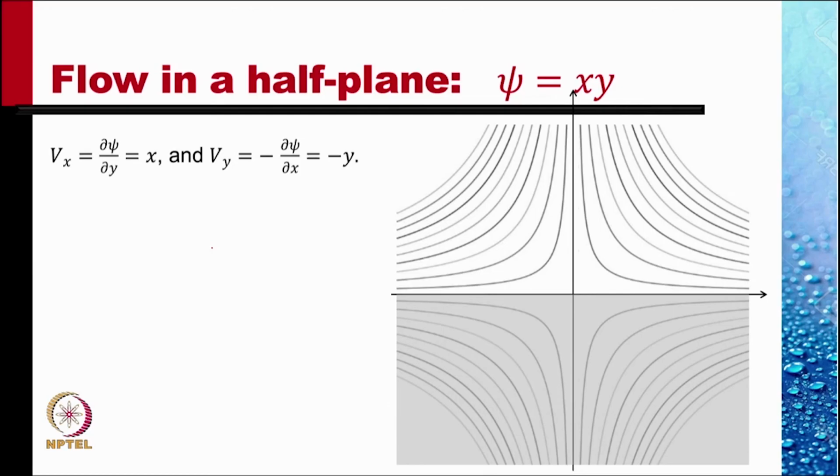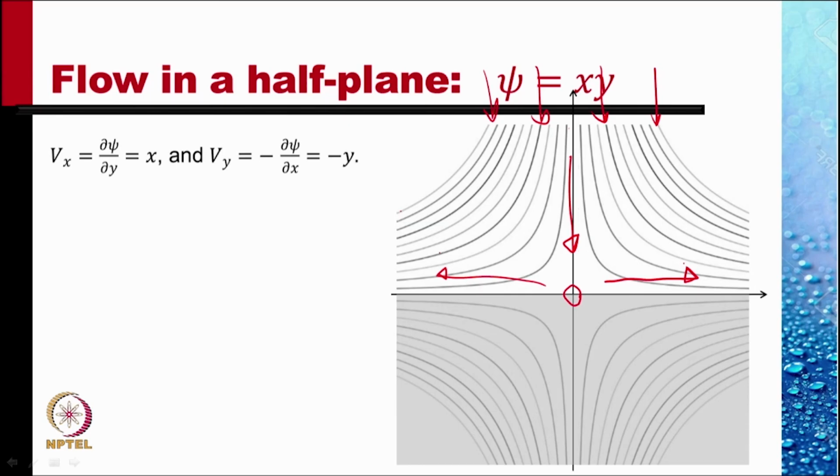So, ψ equal to xy can be used to represent the flow towards a wall, the flow coming vertically downwards towards a wall. And then the flow would split into two portions. This would be a stagnation point. The velocity would decrease as we go down and would increase as we go away from the origin in the two directions.